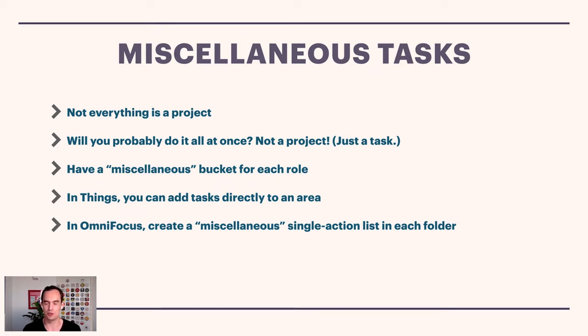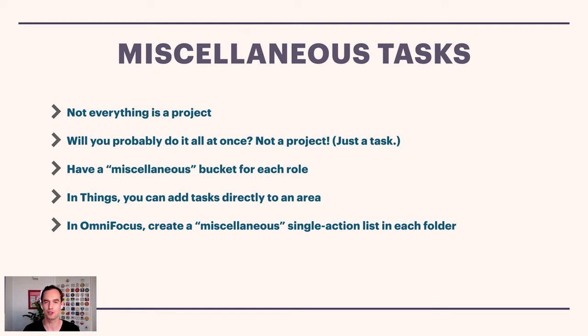There are tasks that you do. Like I said, the two basic units of task management are projects and tasks. And sometimes you find yourself wanting to do something, needing to do something, feeling like you should do something, and it's not a project. So what is the difference between a task and a project? If you're probably going to do it all at once, it's just a task, right?